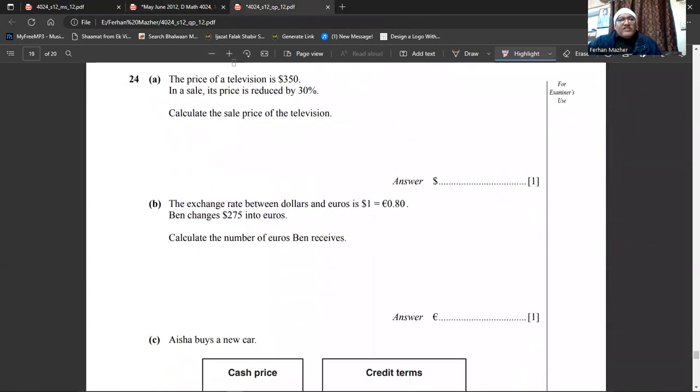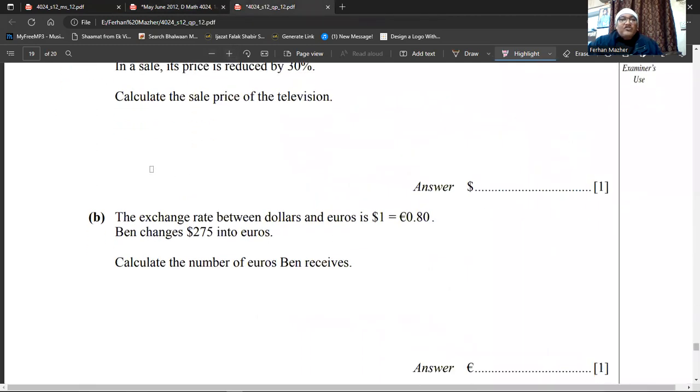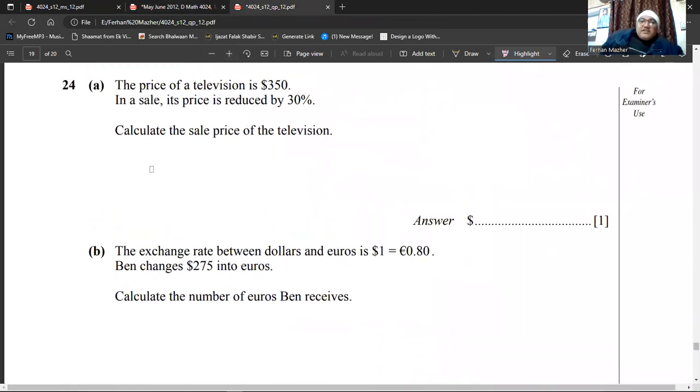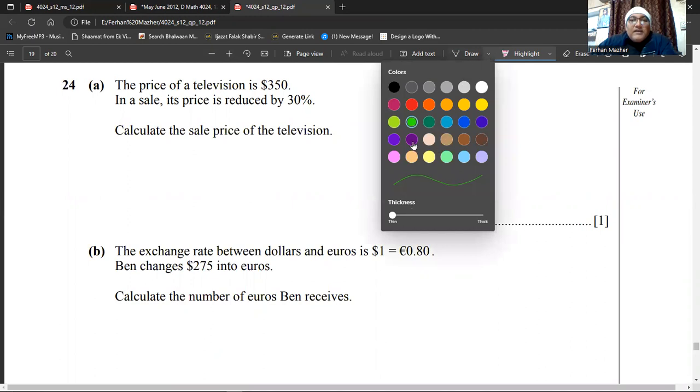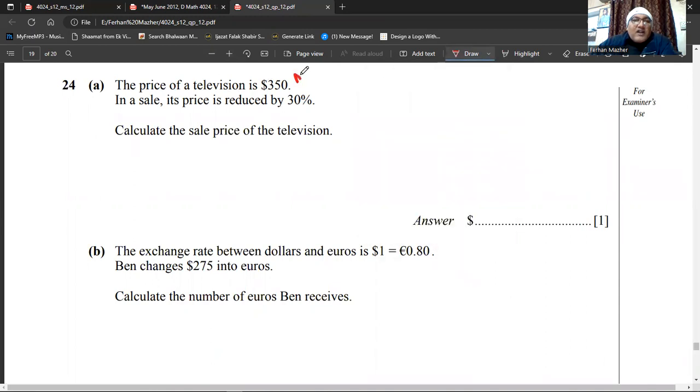Okay, so we are going to the next question, and the next question is question number 24. The price of a television is $350. In a sale, its price is reduced by 30%. Calculate the sale price of the television. So the marked price is given here. This is your marked price. Remember that. And the sale price is the question. The percentage discount is given, that's 30%.